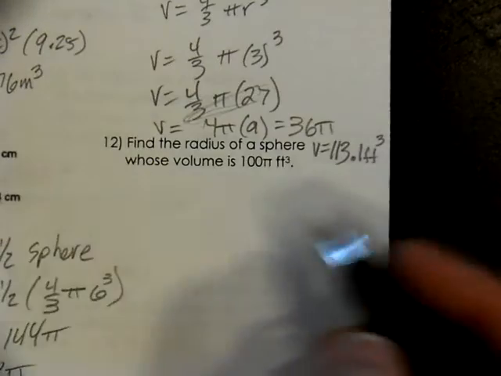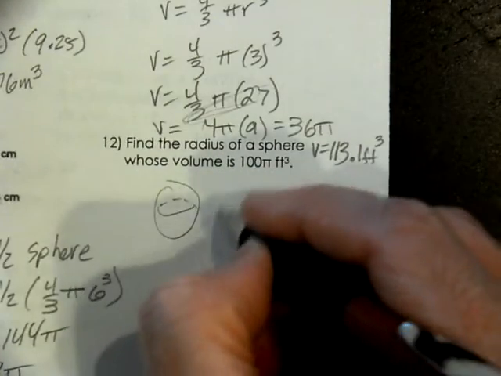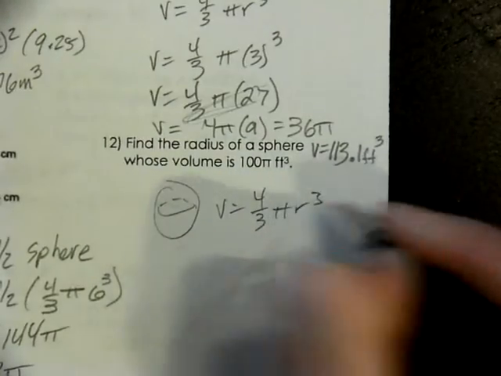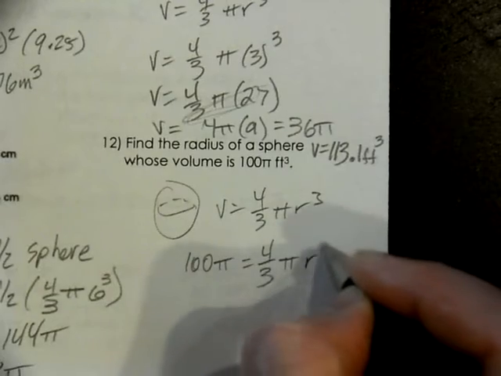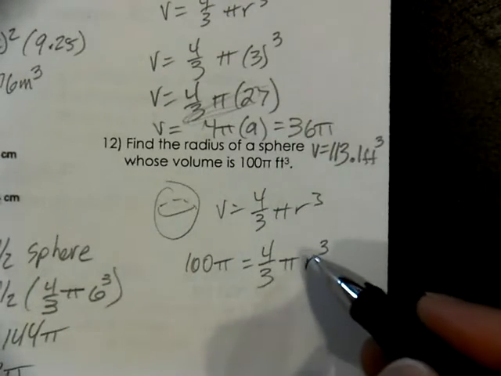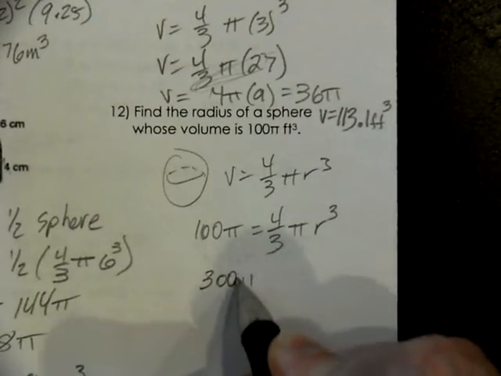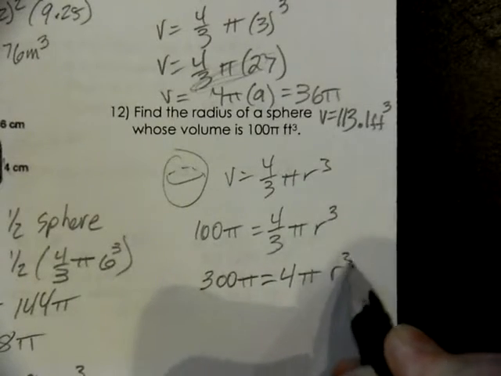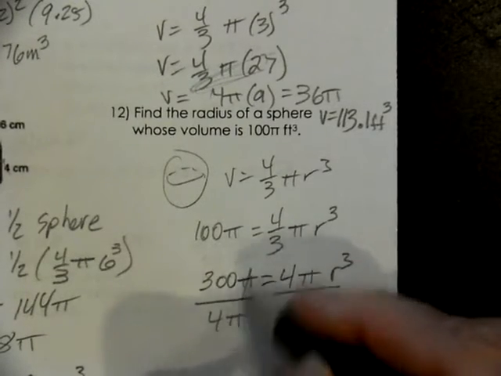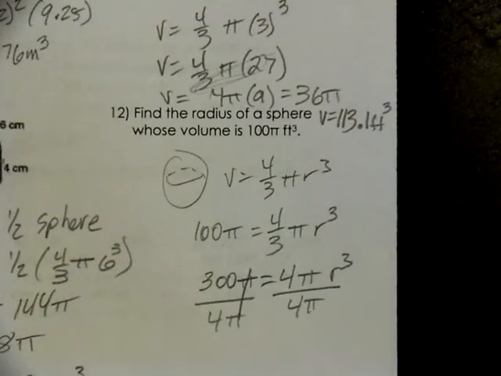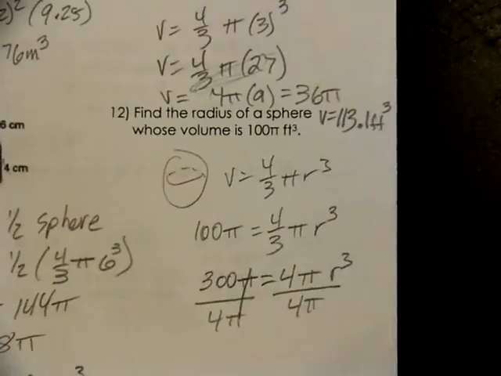Find the radius of a sphere. So the volume of this sphere is going to be, there's our formula, 100 pi. We want to know what the radius is, so we have to solve for r. So first we're going to multiply by 3. We're going to divide by 4 pi. The pi's cross off. We take our 300 and divide that by 4. We see we have 75.